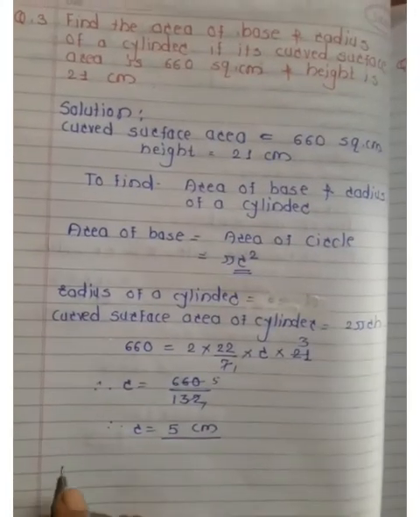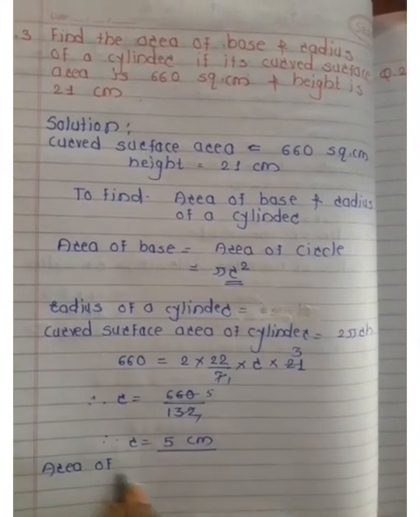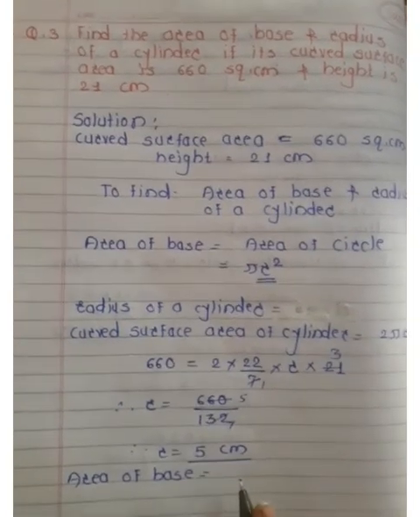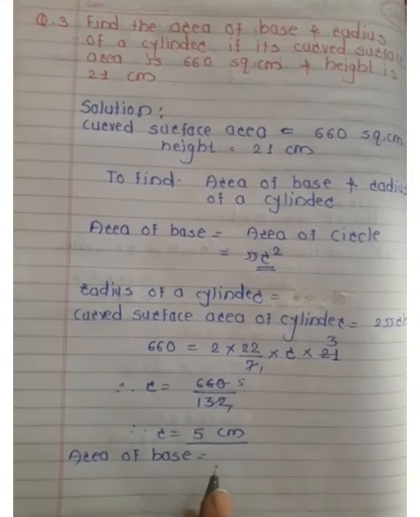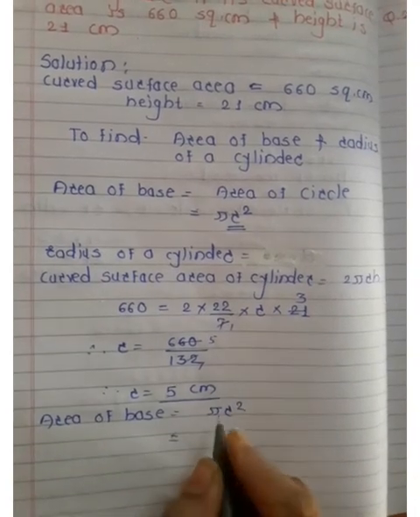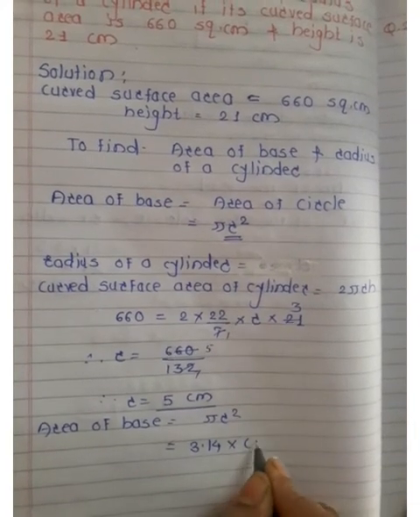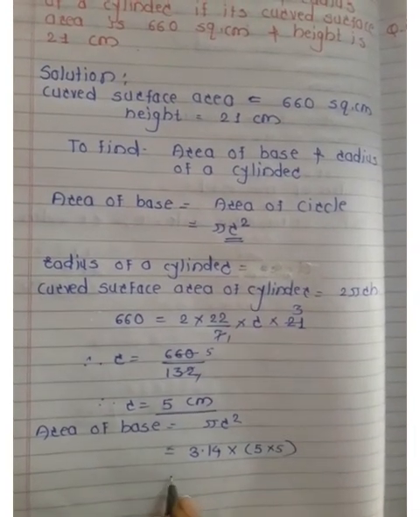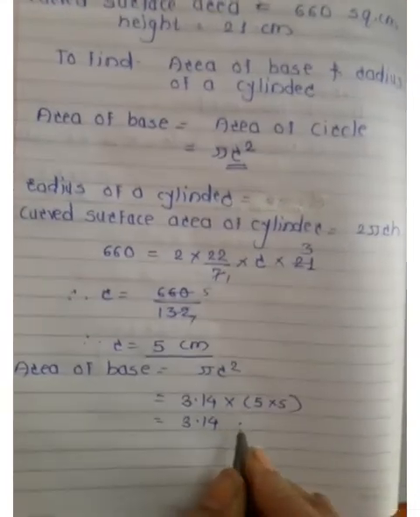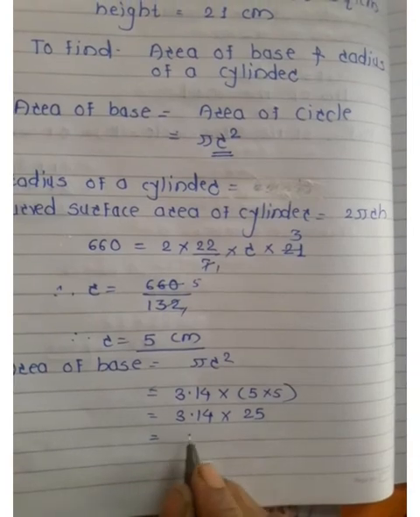Now with the help of this r we will take out the area of base. As you know, area of base is equivalent to the area of a circle. Why? Because the base of a cylinder is circular in shape. That's why area of base is equal to pi r square, is equal to, the value of pi we can take here as 3.14, into 5 into 5, r square means 5 into 5, so 3.14 into 25.